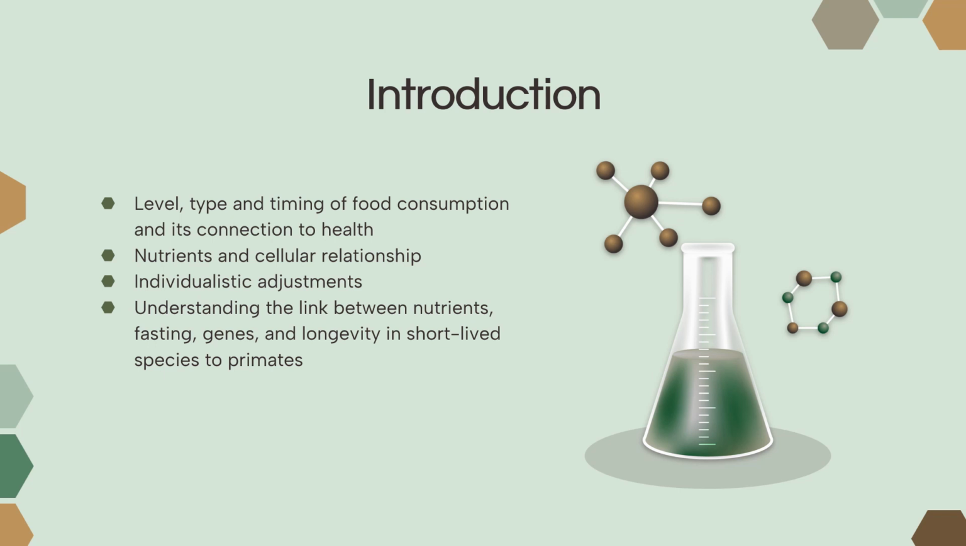There is a relationship between the nutrients and the cellular components, and these nutrients, as we know, will help fuel numerous metabolic pathways. We must then adjust these interventions based on age, sex, genetics, and metabolic risks. There is also a link between nutrients, fasting, genes, and longevity in short-lived species like yeast and worms, and this can also be comparable to primates and humans.